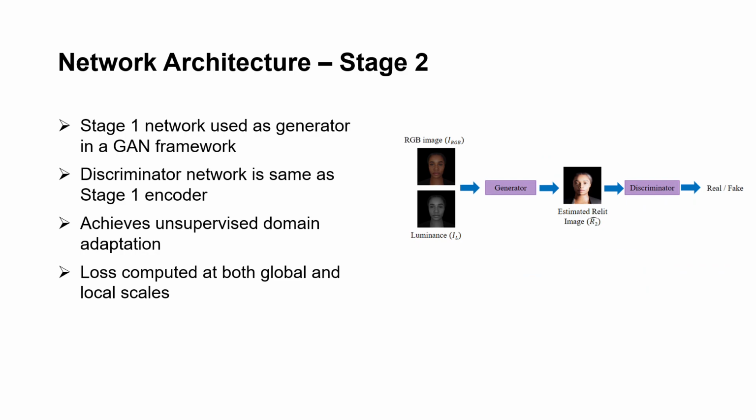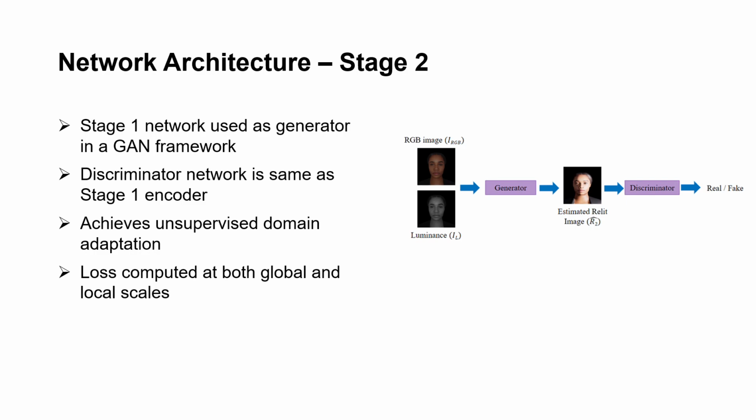The stage 1 network was used as a generator in the GAN framework for training the stage 2 network. The discriminator architecture was designed to be the same as that of the encoder from stage 1. For stage 1 training, the losses were computed at both global and local scales to ensure that the network rendered accurate and realistic relit images.